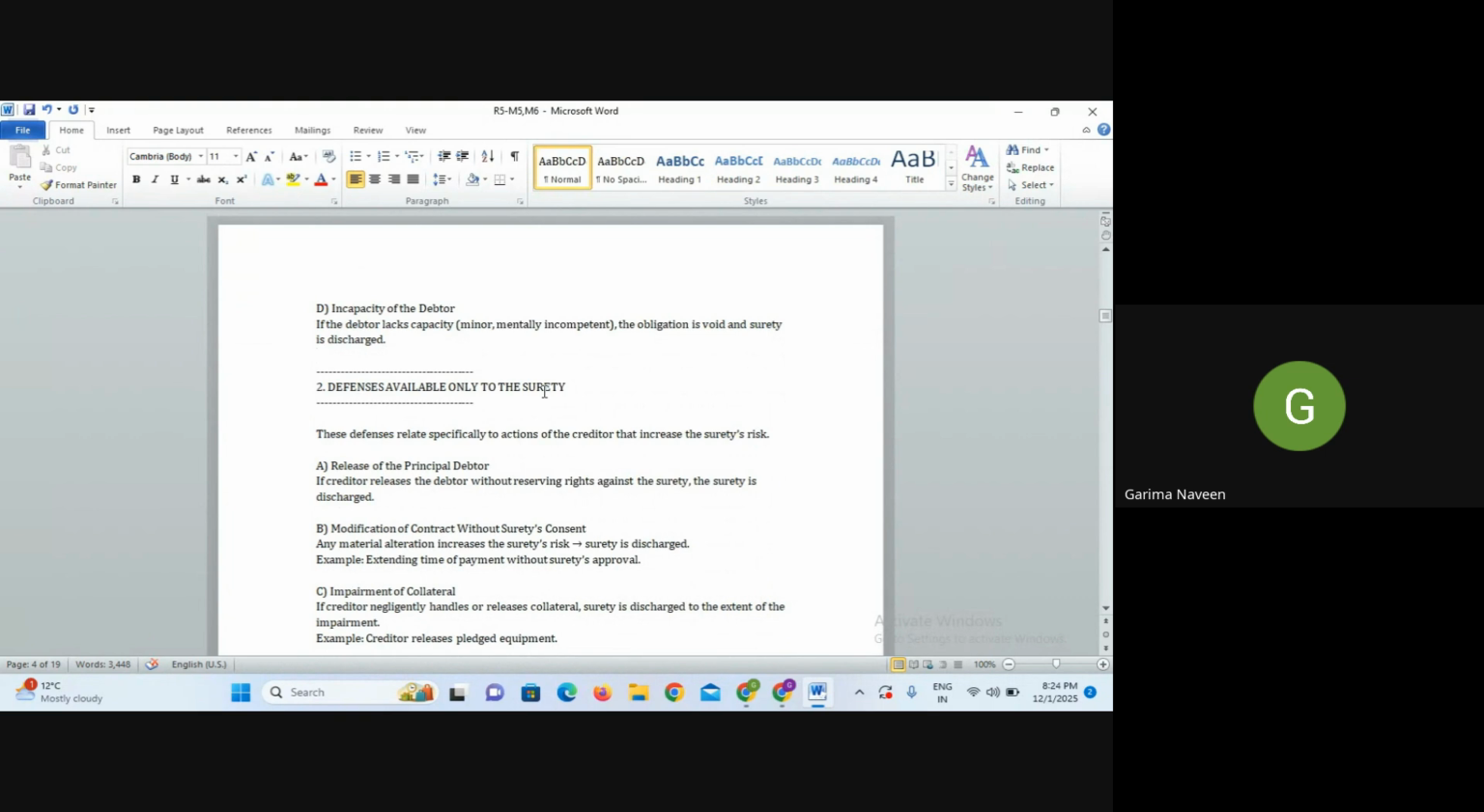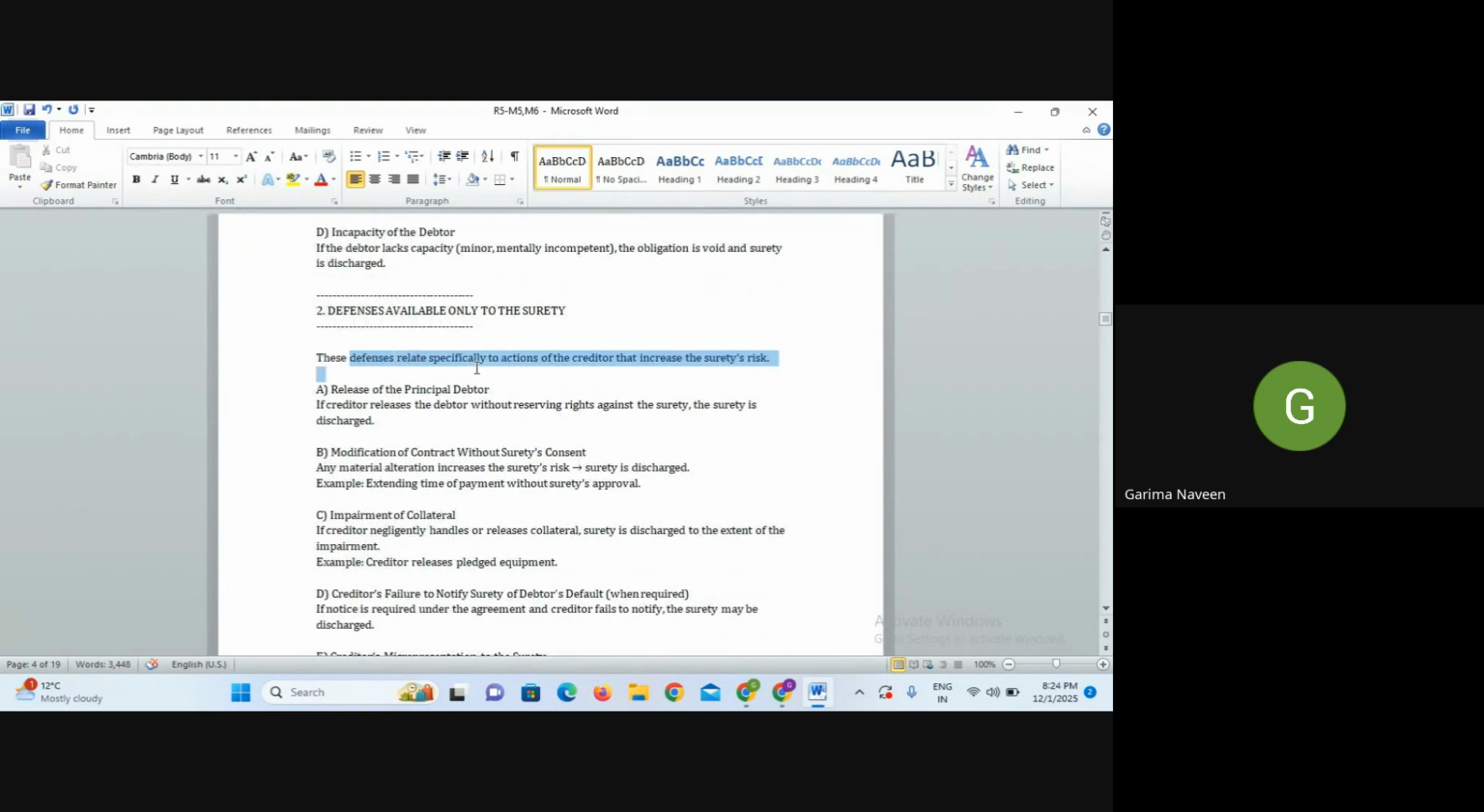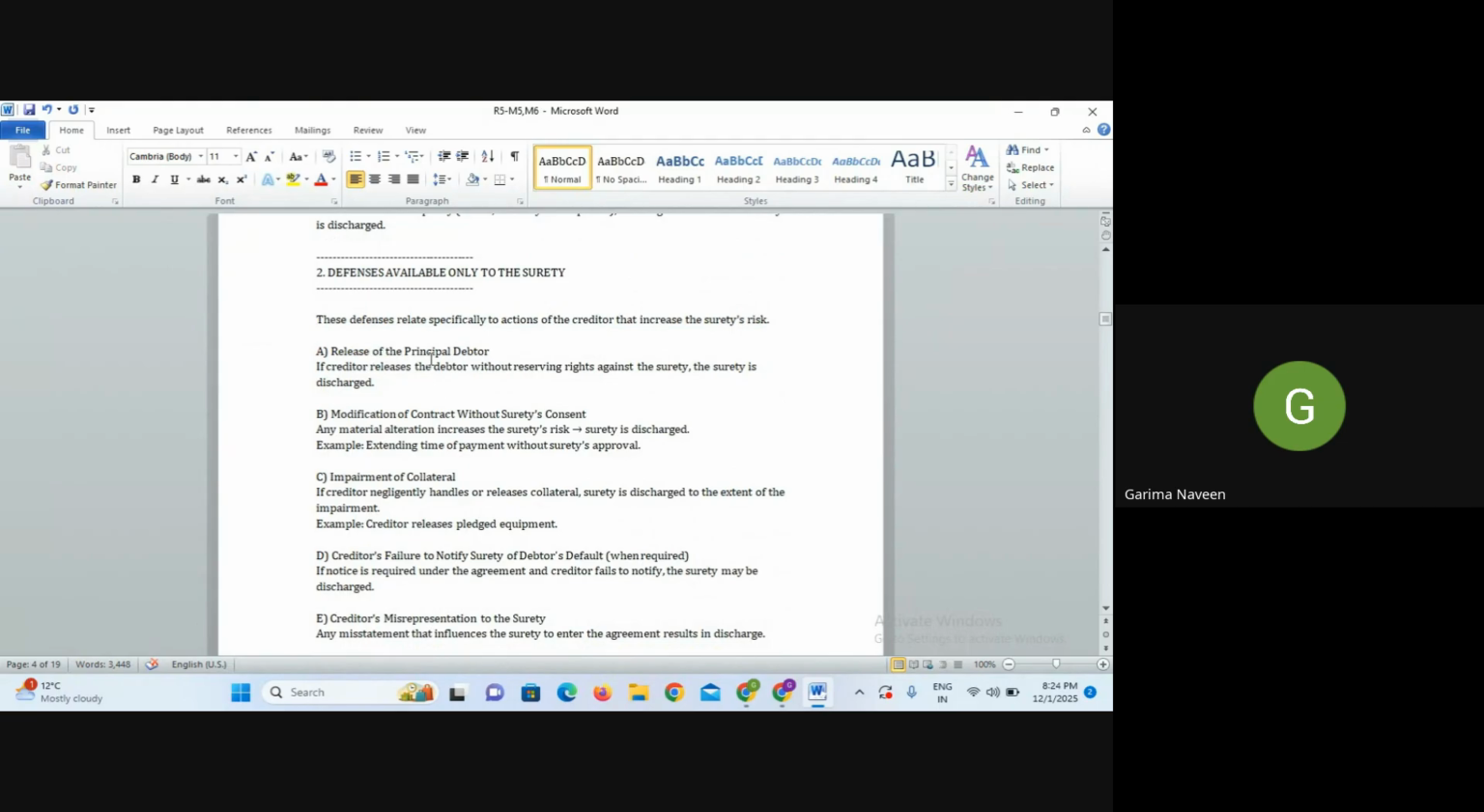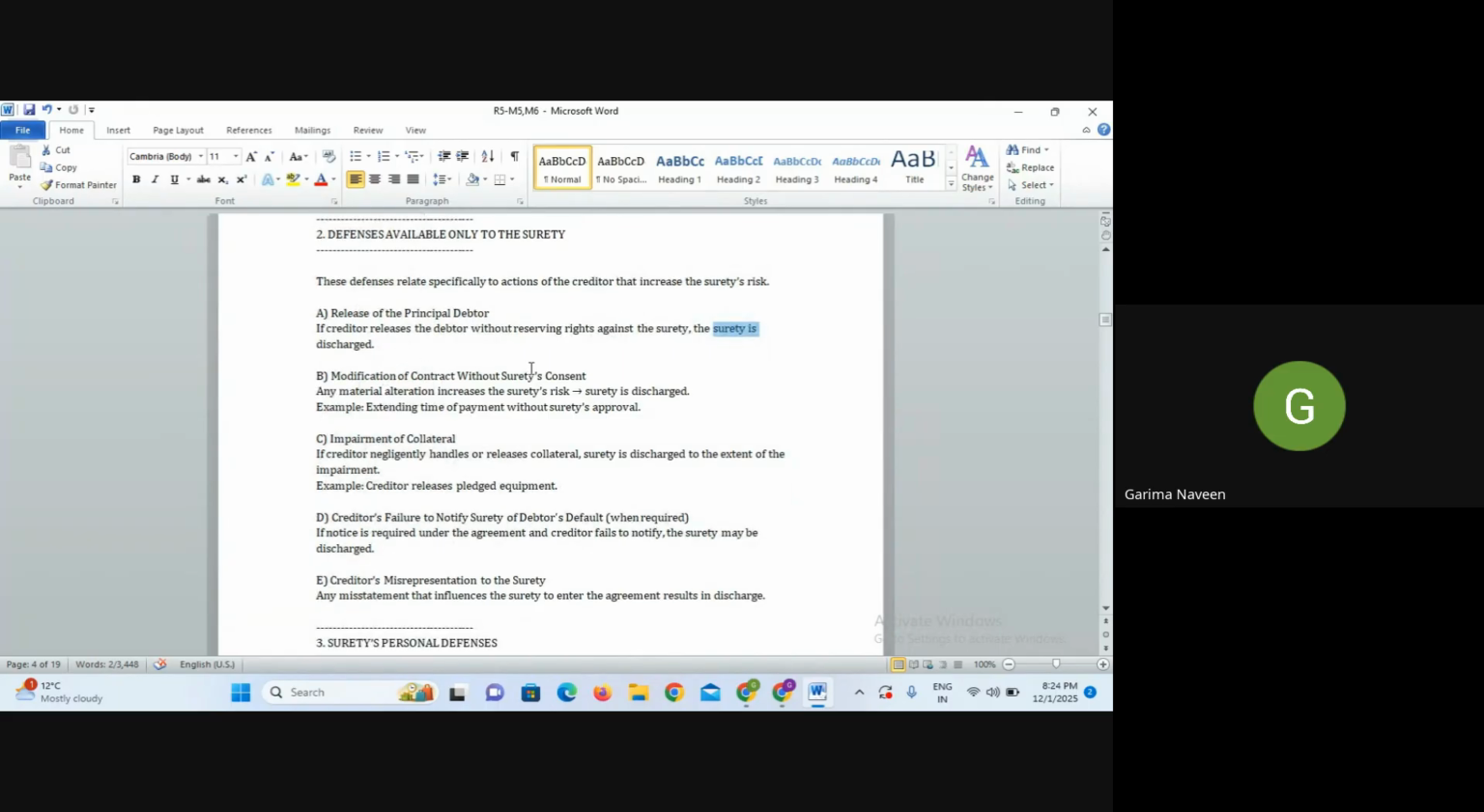So next are the defenses that are only available to the surety, meaning the surety can use these to escape from the obligation. This defense is basically related to actions of the creditor that increase the surety's risk. First is the release of the principal debtor. If the creditor releases the debtor without reserving their rights against the surety, then the surety is discharged. If the principal debtor is already released by the creditor, your surety can use this defense to escape from the liability.